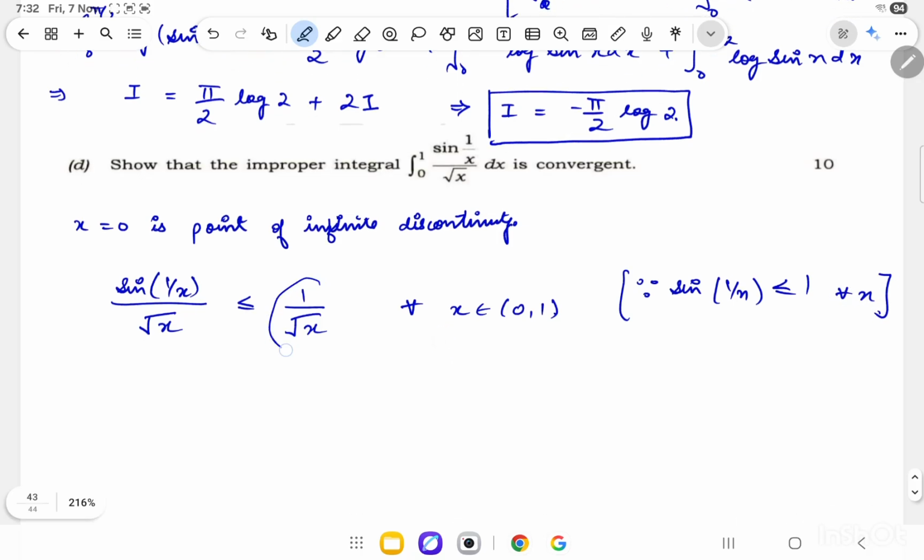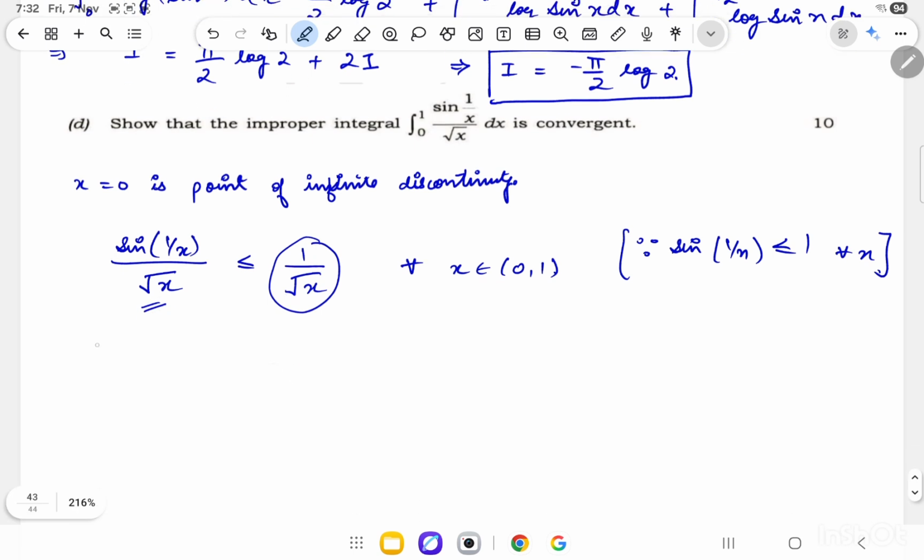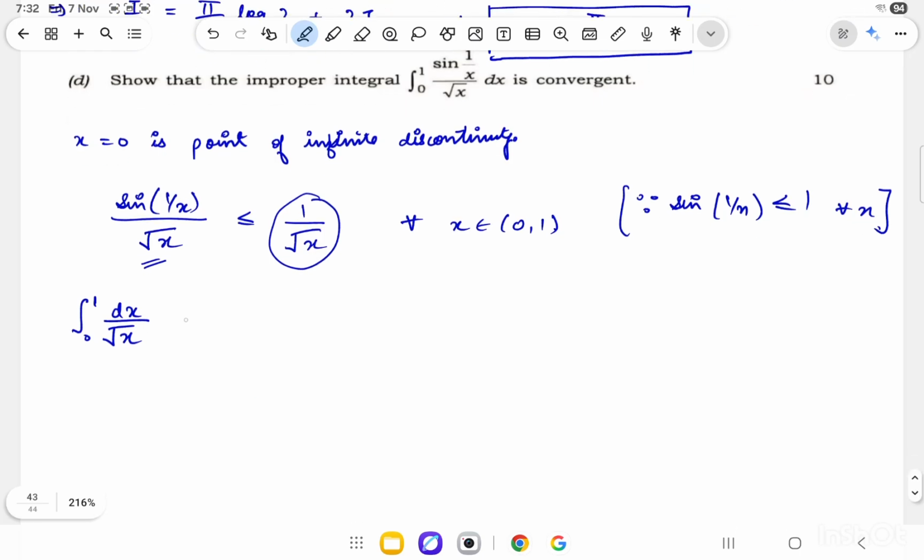Now if this is convergent, then I can comment about the convergence of this function. So let's check the convergence of 1 by square root of x. It is the integral from 0 to 1 of dx by square root of x. Here if you observe, it is a p series with p equals 1 by 2. So you can comment directly here, but if you don't remember the result, you can just evaluate it, because it is easy to evaluate.